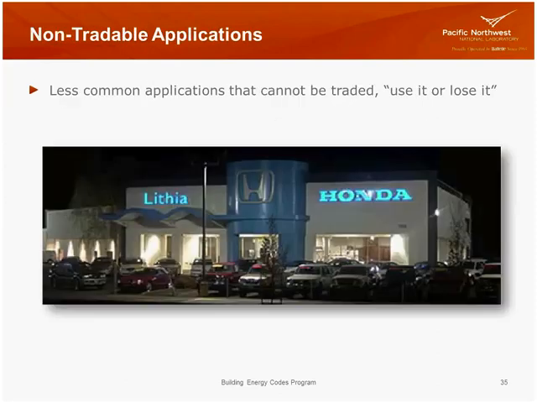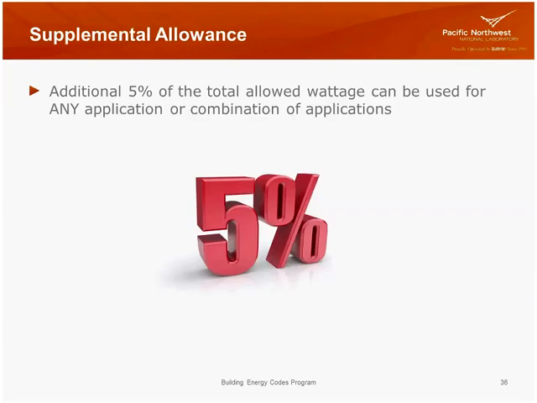There are non-tradable, and I gave the example of the ATM. You could have emergency lighting or something to that effect that could be a non-tradable, and we'll go through some of those. But it's a use or lose for your non-tradable applications. However, within code, there is an additional 5%. It's an allowance, so to speak, a total allowed wattage that can be used for any application or any combination of those applications.